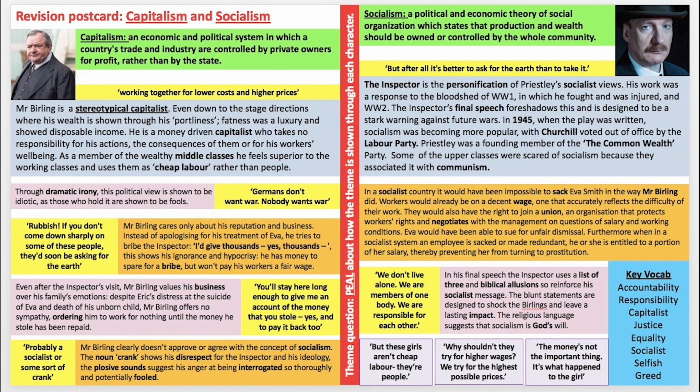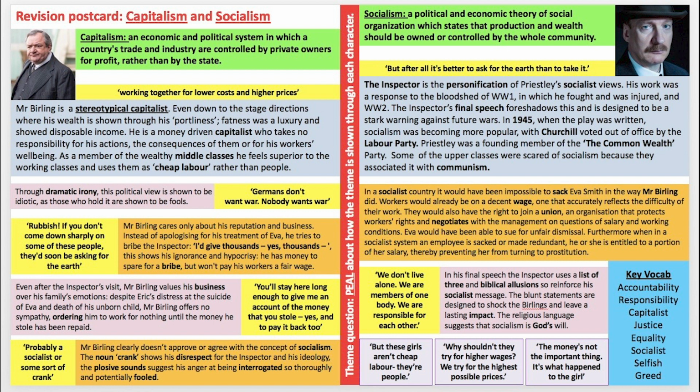So this can be demonstrated when he states, "Germans don't want war, nobody wants war." Also, Mr. Birling only cares about his reputation and business. Rather than apologizing for his treatment of Eva, he tries to bribe the inspector. "I'd give thousands. Yes, thousands." This portrays his ignorance and hypocrisy. He clearly has the money to spare for a bribe, but won't pay his workers a fair wage. Once again, the use of dramatic irony here is used very effectively by Priestley.